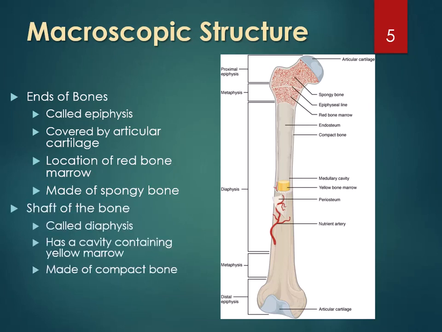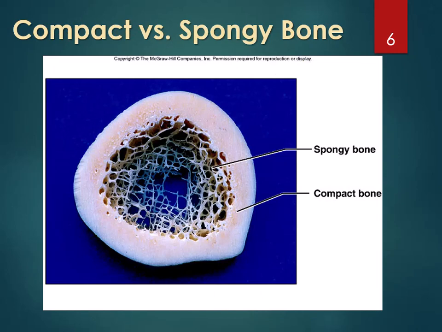The shaft of the bone is called the diaphysis. It does have a cavity called the medullary cavity that contains yellow marrow in it, but it is made out of compact bone rather than spongy. Both compact and spongy bone are quite strong, so don't think of spongy as weaker just because compact bone is more solid. Here's a cross section of a bone. You can see the compact bone around the outside and spongy on the inside.